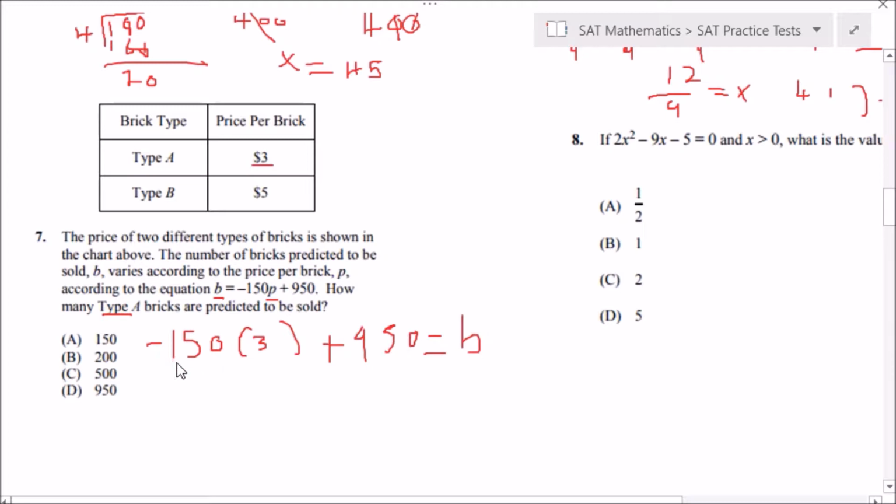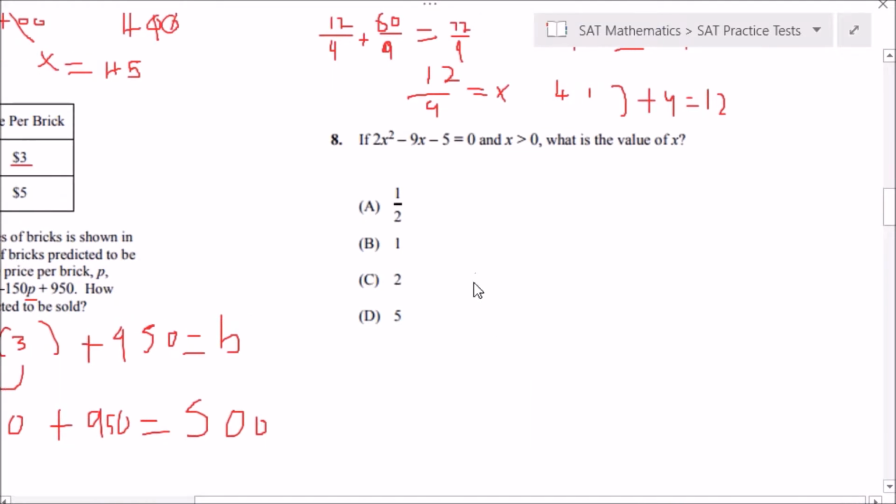Okay, so 150 times 3 is 450, so negative 150 times 3 should be negative 450. And add that to 950, that gives you 500. And that answer is right here.